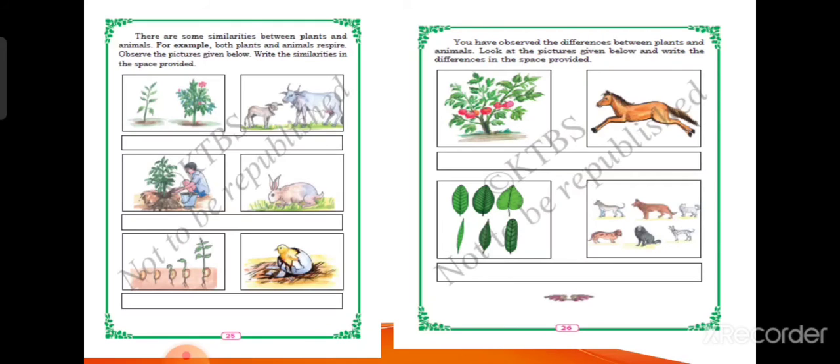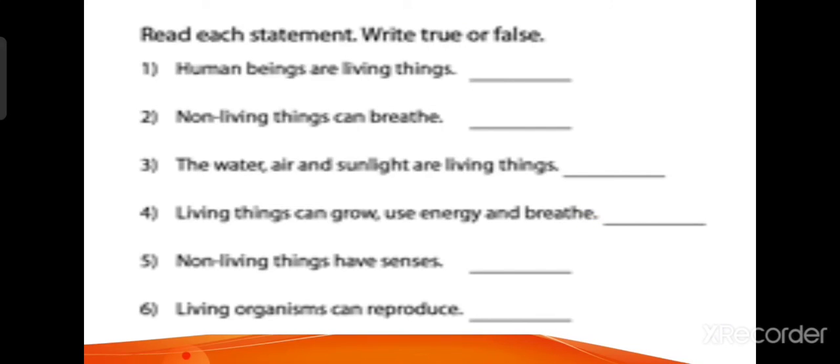Okay, then come to the next page. You have observed the difference between the plants and animals. So look at the picture given below and write the difference in the space provided. So do this. Okay, so before ending the class, I would like to ask you a few questions. Okay, whether you have totally understood or not. Human beings are living things. True or false?